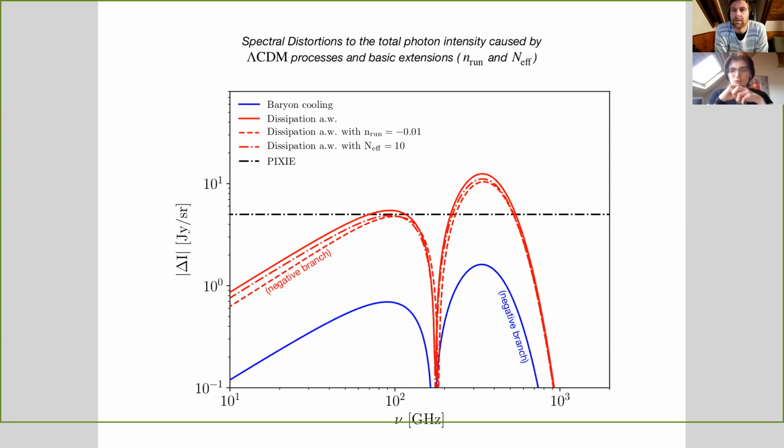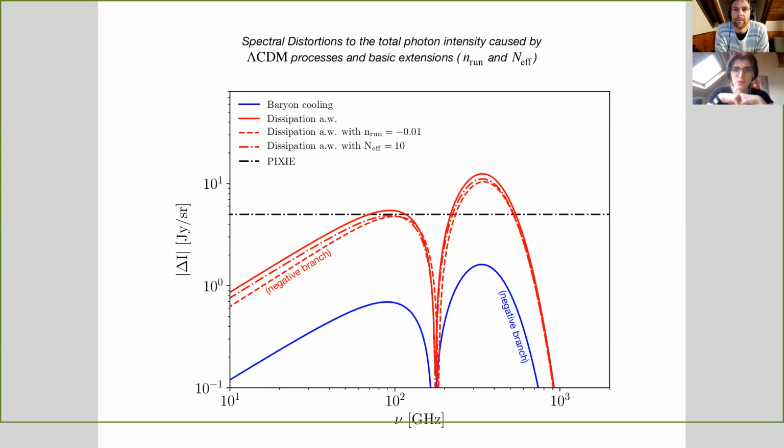The two lines we're showing here in dashed red and dotted red are tiny deviations to Lambda CDM. The dashed one is what would happen if we change the running of the spectral index. We know that Planck has measured the running to be very close to 0, and we just tested what would happen if it's minus 0.01. You can see that it does change. The signal is different to the case where it's fixed to its default value of 0.